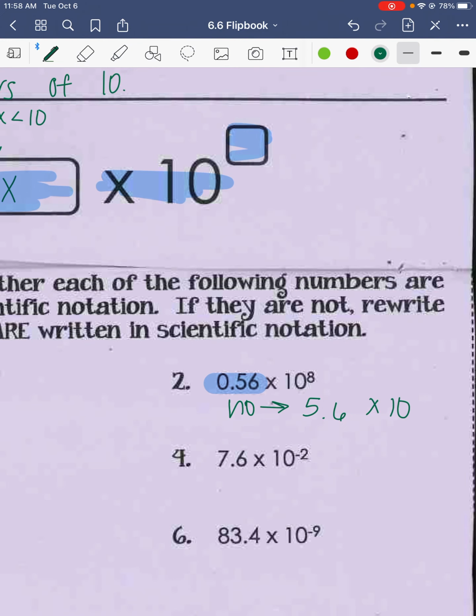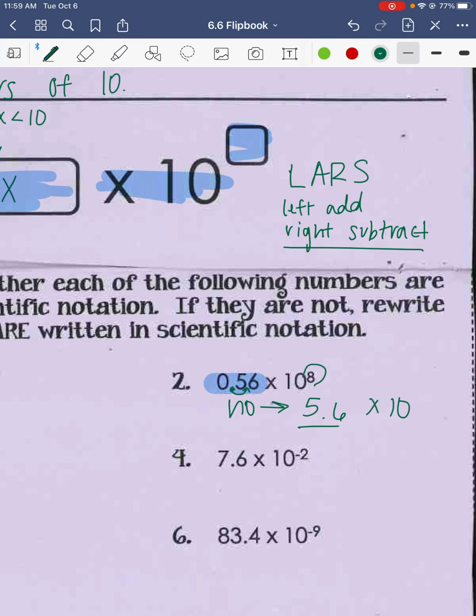Okay, and the rule that we use to change around these powers and move the decimals on the multiplier is LARS here. This is the acronym for it. So this means left add, right subtract. Okay, and what that means is if we're moving the decimal, so here we have the decimal here, we're moving it one space to the right so that we can write it as 5.6, a number between 1 and 10. That means if we're moving it to the right, we're going to subtract 1 from the exponent here.